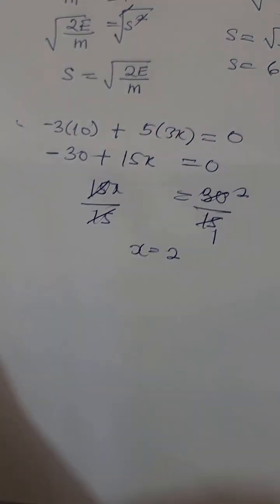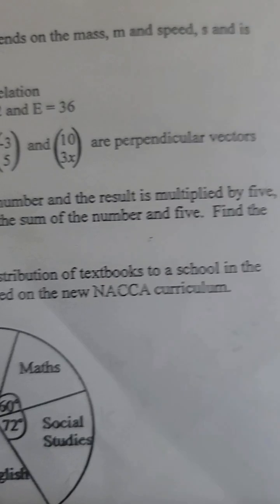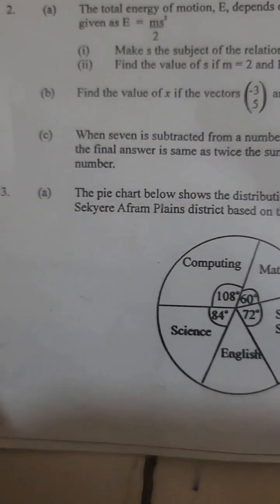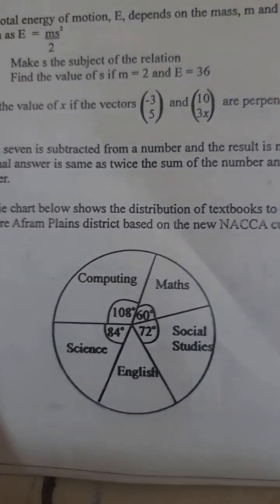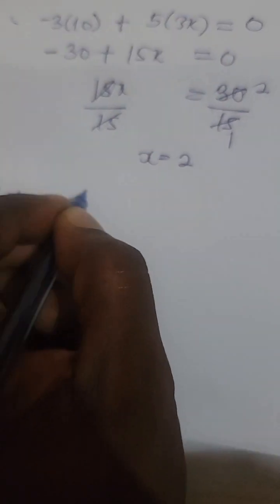And find the value of s. Now let's see. When 7 is subtracted from a number and the result is multiplied by 5, the final result is the same as twice the sum of the number and 5. Find the number. So we can let a variable, let's say y, be equal to the number.